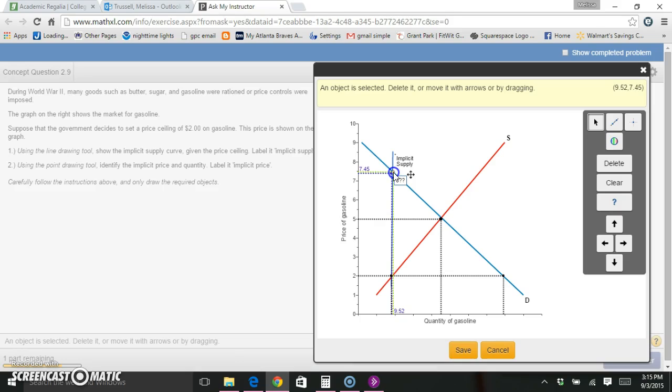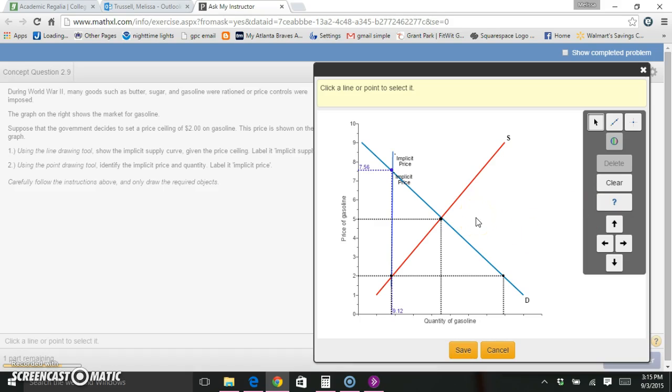So this is the struggle that we all go through with this graphing tool, I know. Trying to get it to line up just right. Whoops. Okay, still struggling. But anyway, you get the point. Here we go. I think it's on the line now. And I'm going to label it the implicit price.